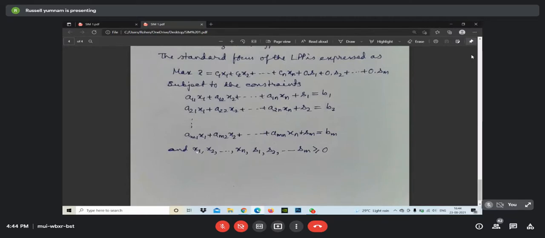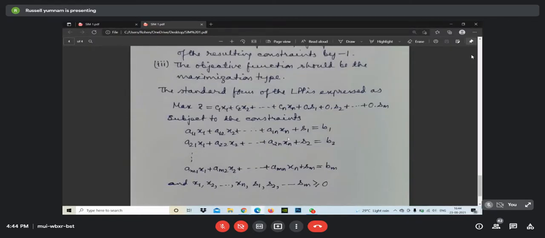Now the variables will be x1 to xn as well as s1 to sm. They are all positive, and this is the standard form. In order to start our linear programming problem with the simplex method, first we will make it into the standard form, and after that we will start our problem.